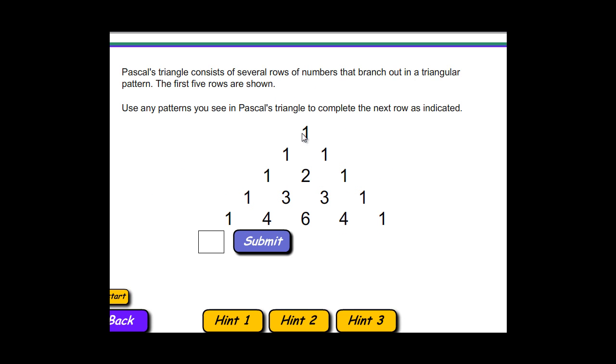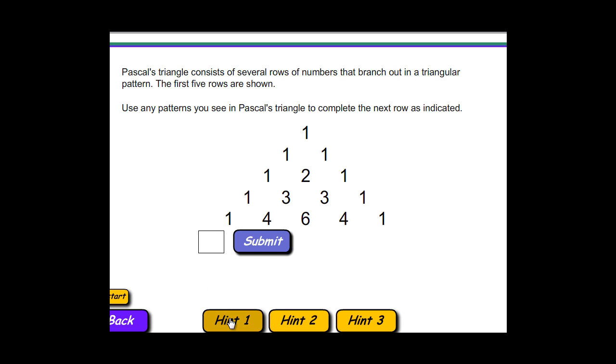Okay, so what you see here is Pascal's triangle forming. A few things to notice. It starts with a 1, and then the next row here has 1s. A lot of patterns, we're going to talk about them today. Let's use this little applet, and what do you think goes here?